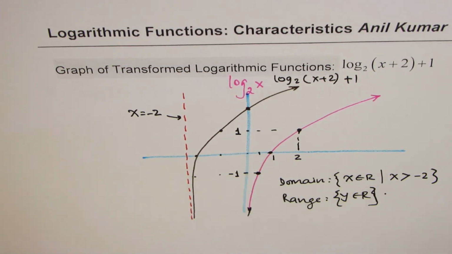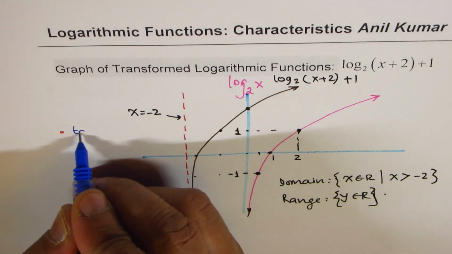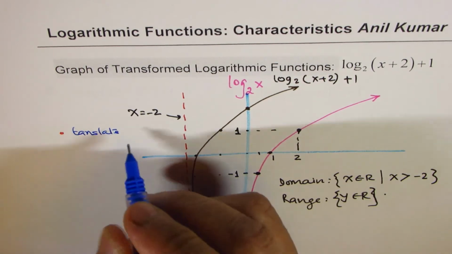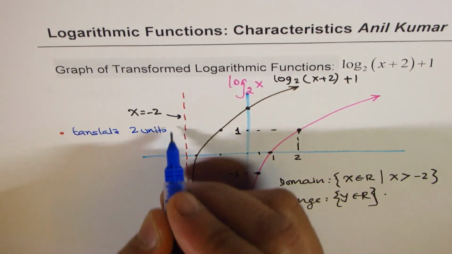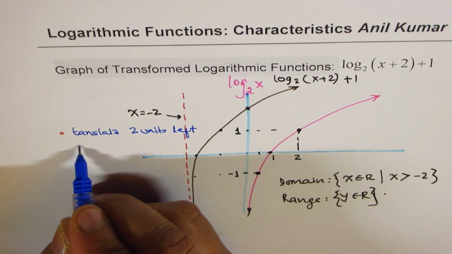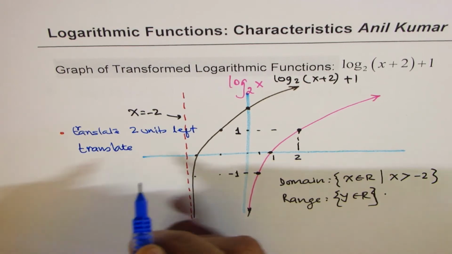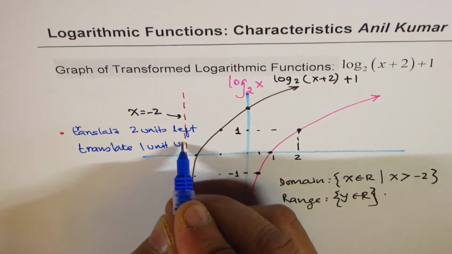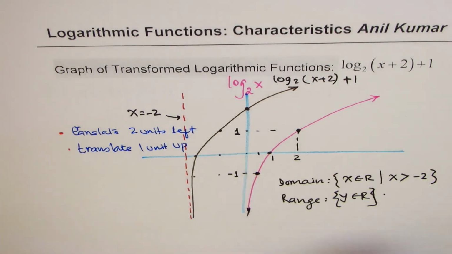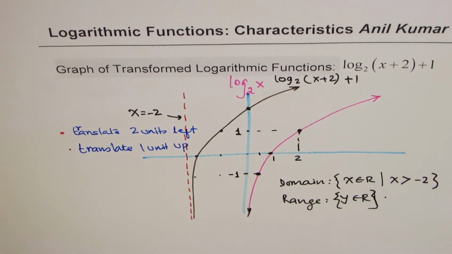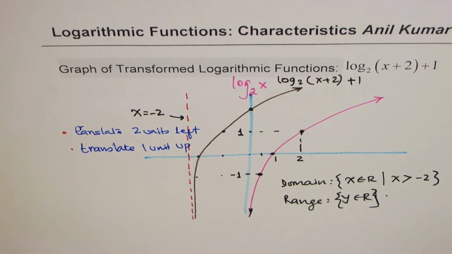So that is how we could actually sketch the graph of the transformed function by doing two translations. One is translate 2 units left, and second, translate 1 unit up. Right? So these two translations to the original graph will give us the required graph. Correct? So that is how we could actually sketch any transformed function of this form.